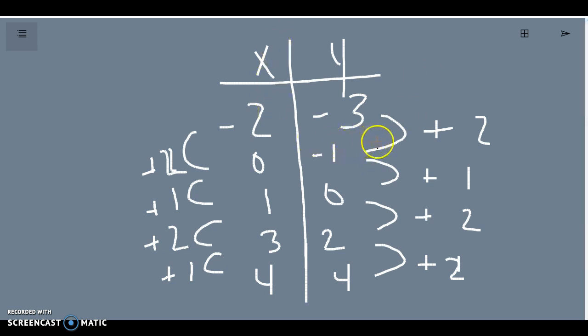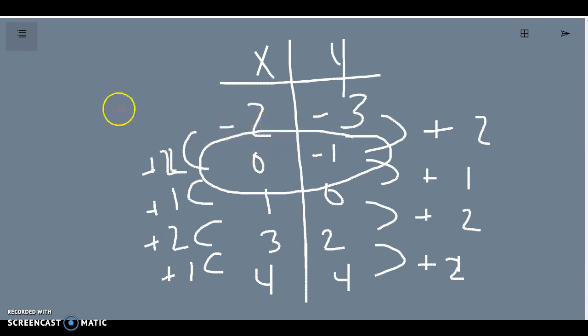So let's take 2 of the points. Let's take (-2, -3) and (4, 4) and see if we have an intercept here. This is our y-intercept. When x equals 0, this is my y-intercept. So we can graph it and see if our line goes straight through it.